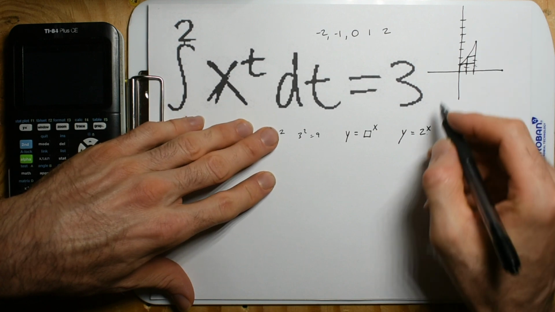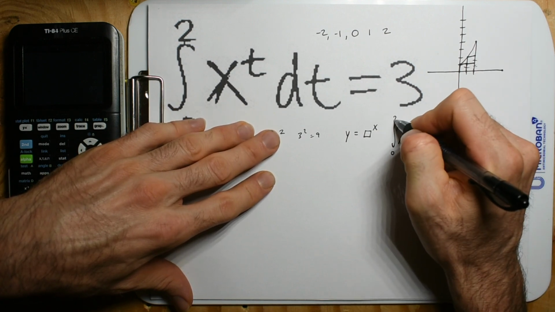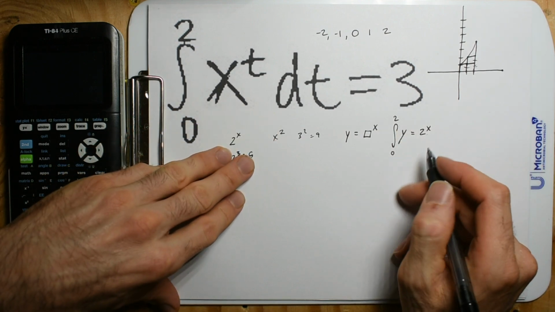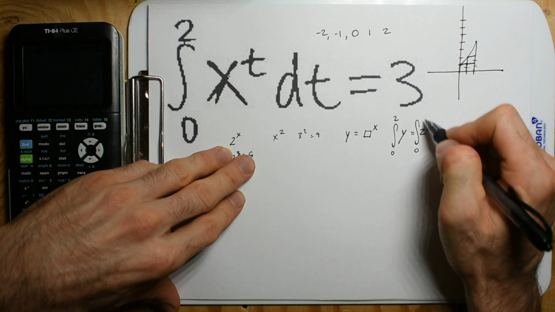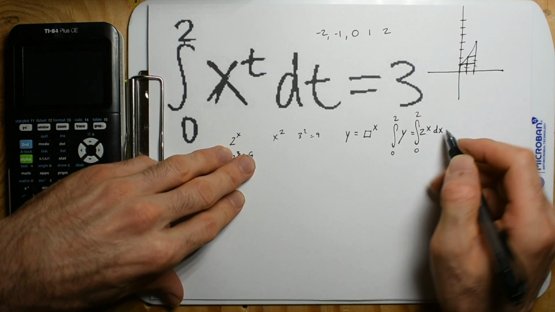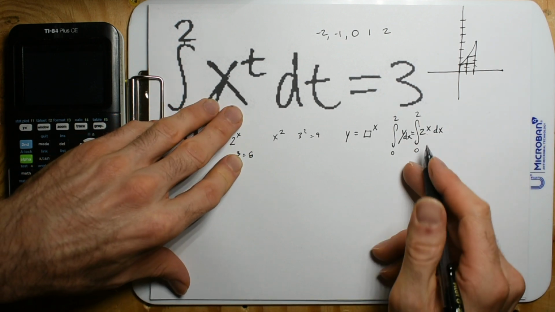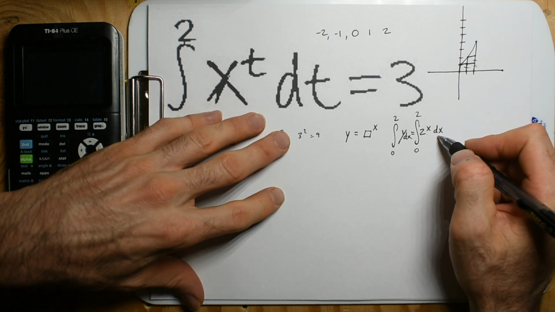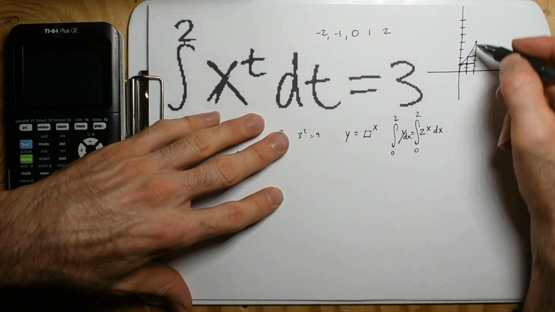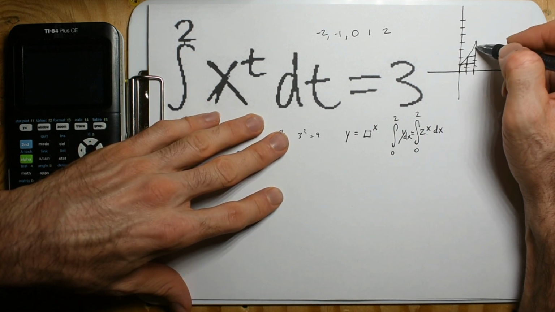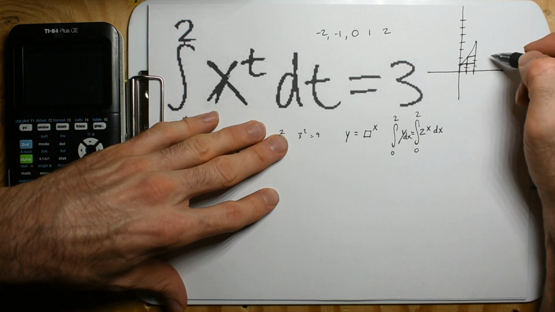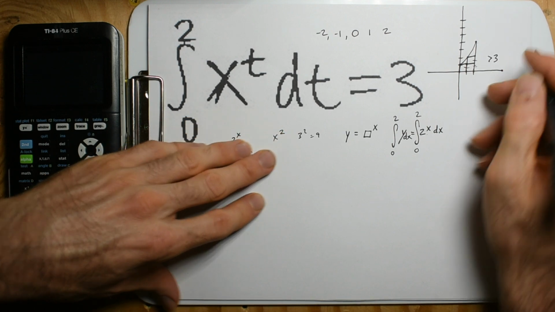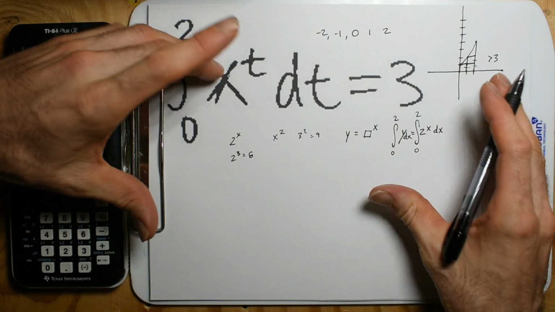So we know that the integration from 0 to 2 of y, which is the integration from 0 to 2 of 2x dx, or y dx, is just the area under the curve between 0 and 2. And so we have more than 3. So this is going to be bigger than 3. So our answer is wrong.